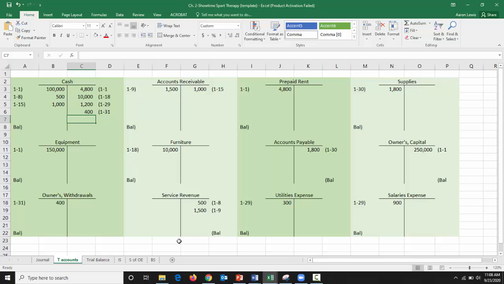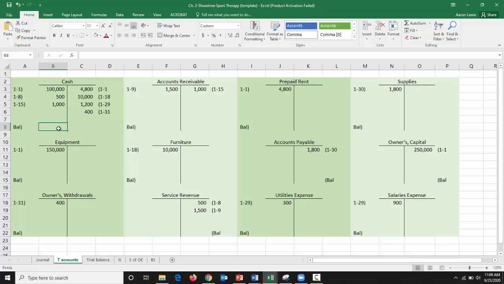Well, now what we need to do is we need to find the balance of those T accounts, and how you find it depends on what type of account it is. I'm going to start with cash, accounts receivable, prepaid rent, supplies, equipment, and furniture, because they're all asset accounts, and all assets work the same way. They go up on the debit side, they go down on the credit side. So to find our balance, what we're going to do is we're going to add all of the debits together and subtract out all of the credits.